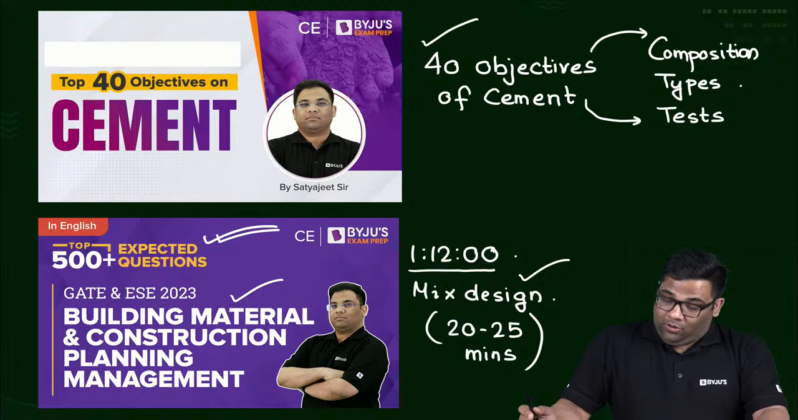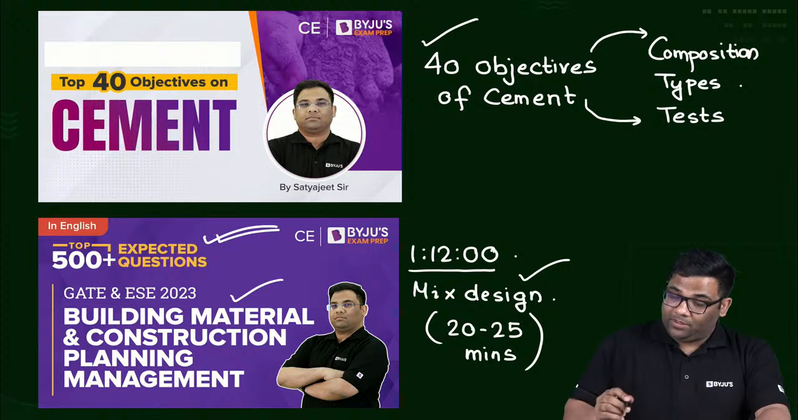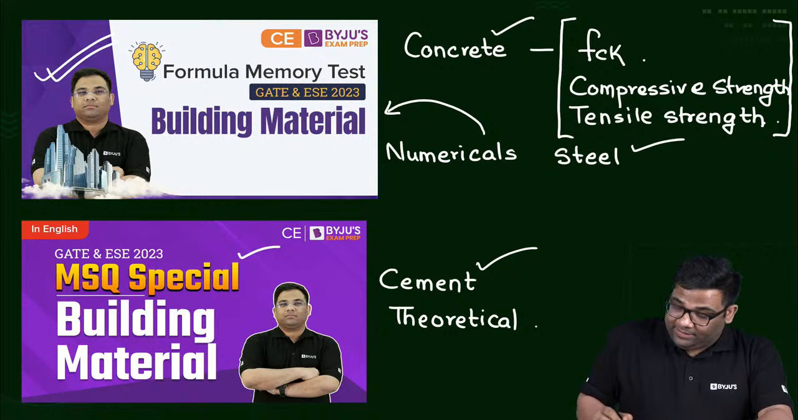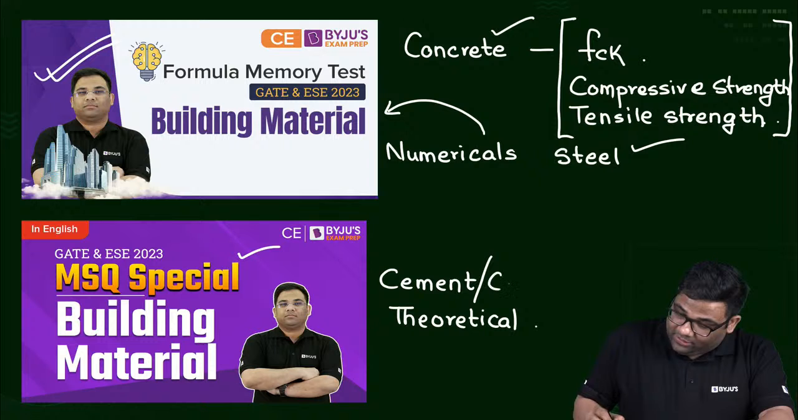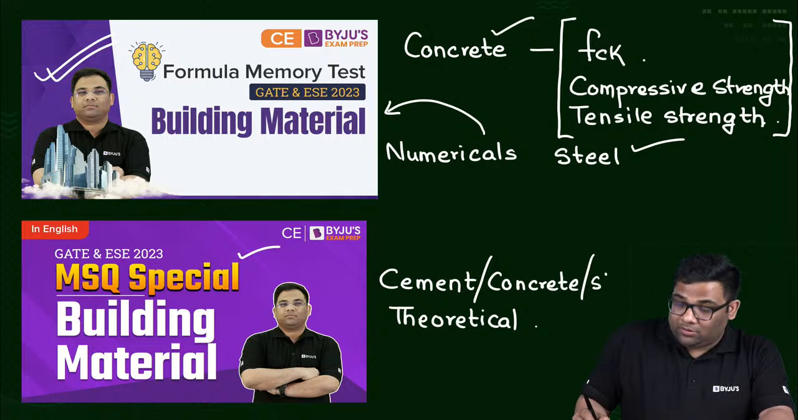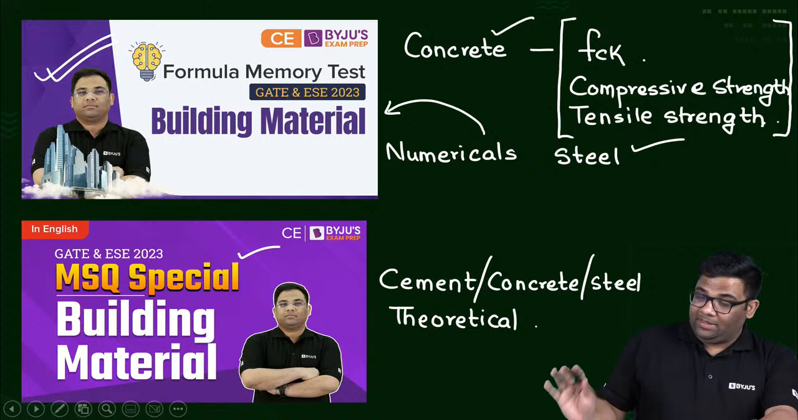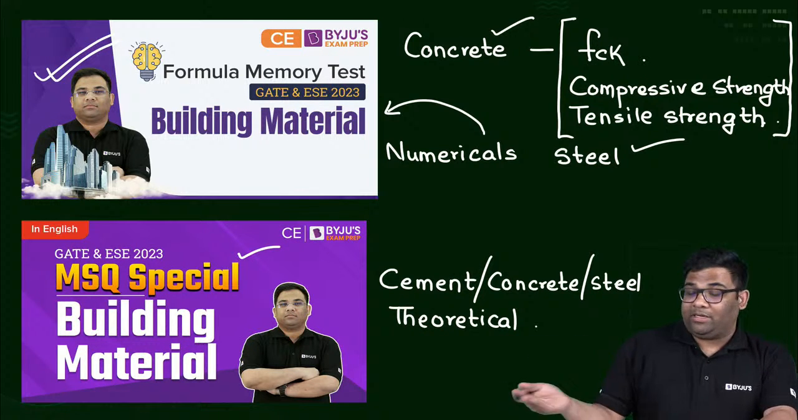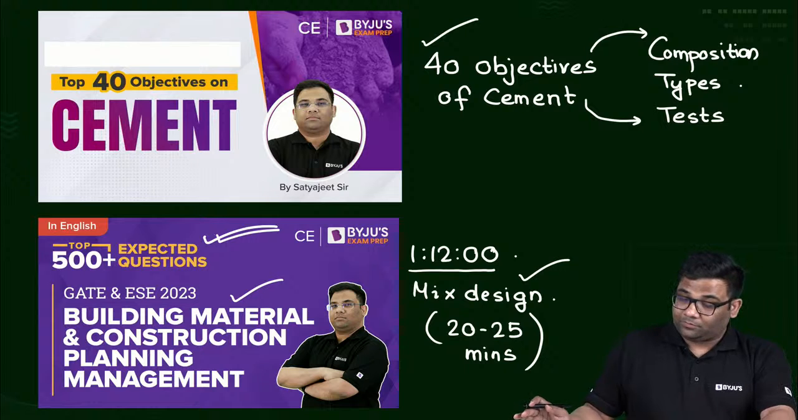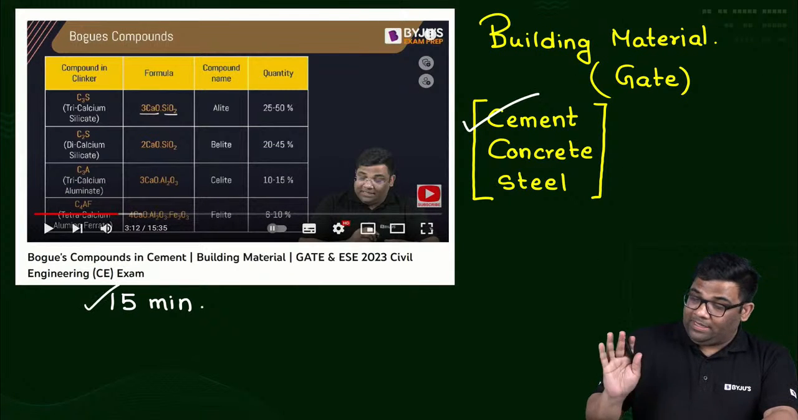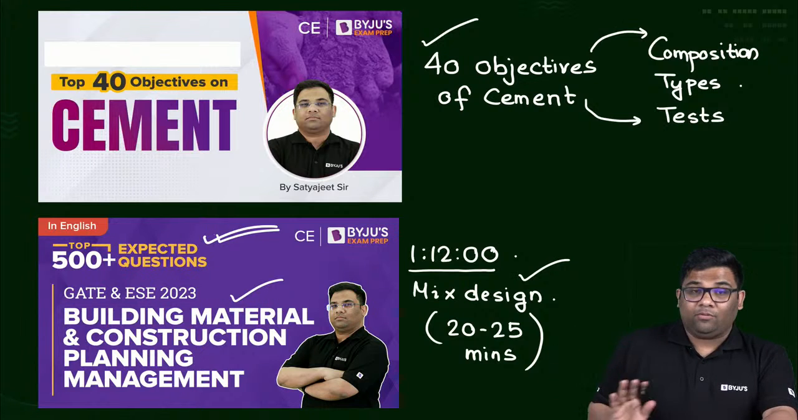Okay, so these 4 things you have to cover. Everybody understood? Mixed design from this video, 40 objectives of cement from this video. This is not only cement, this is cement, concrete, steel theoretical questions, and MSQs I have solved. And then building material, more testing numericals I have solved here. With these 4 videos, and this video, your building material will be ready.